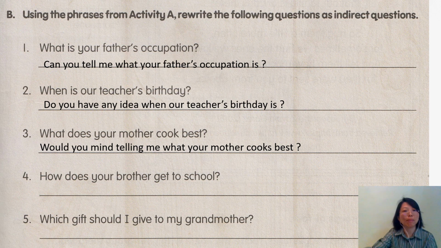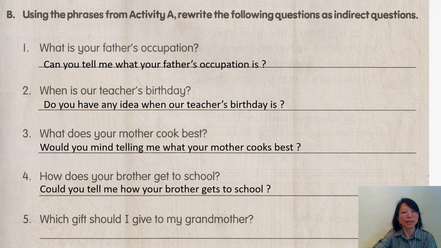How does your brother get to school? So what is the answer to change it into indirect question? Now let's look at the answer here. We use could you tell me? Then you write how your brother gets to school.